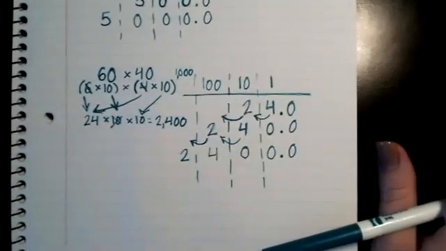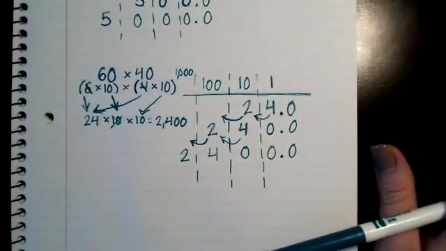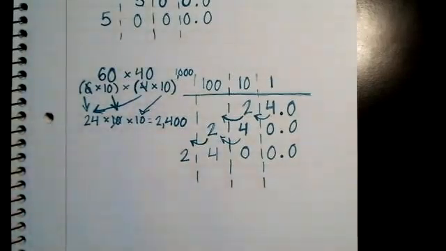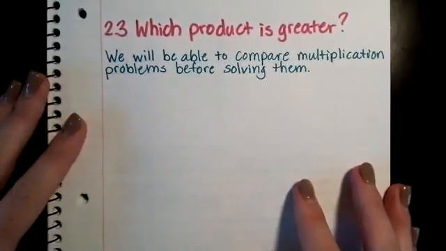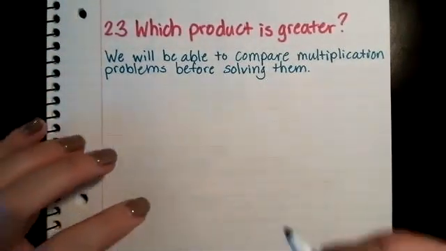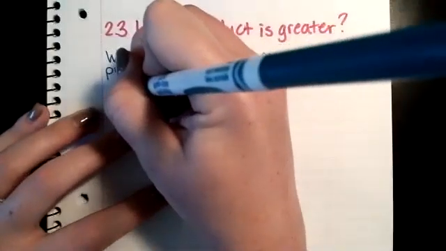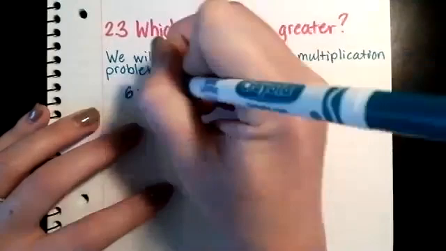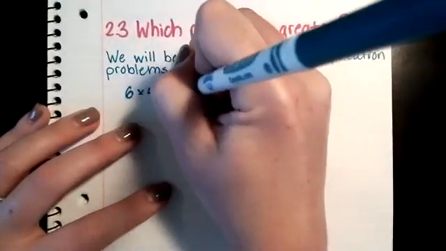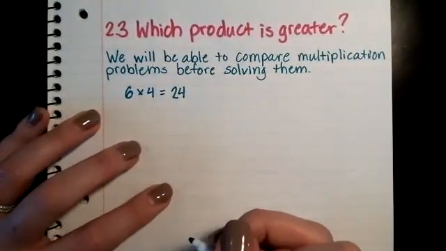Okay, so now that we've talked about that a little bit, I'm going to go back to my notes, and I'm going to use what we just did here. I'm just going to kind of summarize it up. Okay, so first thing we did when we were doing that problem was we did 6 times 4, because I already know that fact, and that's 24, right?